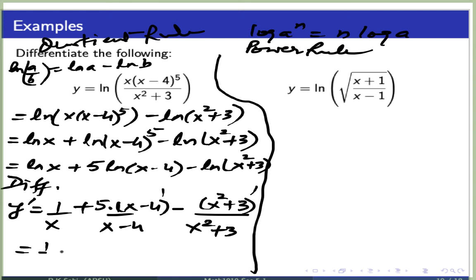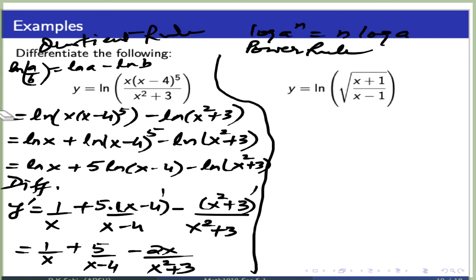Final answer, 1 over x plus 5. Remember, differential of x minus 4 is what? A 1. So it's simply 5 over x minus 4. Then minus, differential of x squared plus 3 is what? 2x over x squared plus 3.